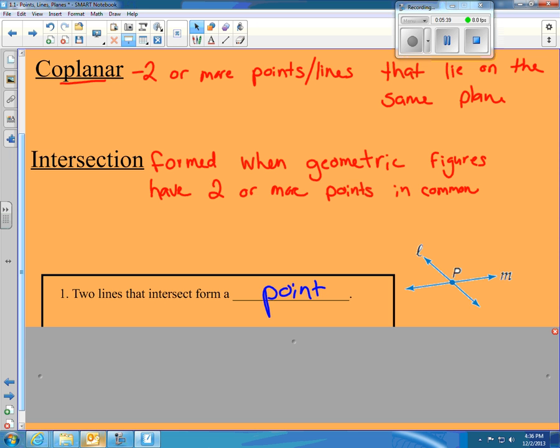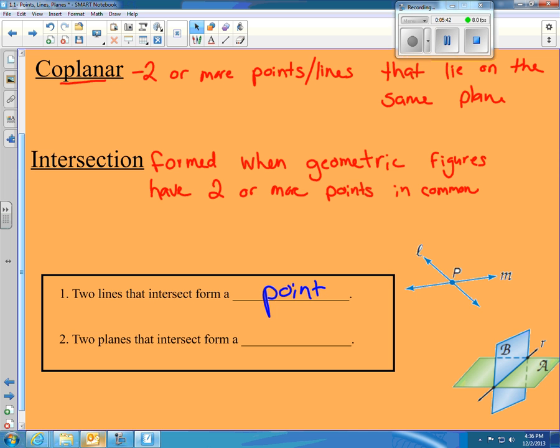We also could have two planes that intersect. And if you look at the two planes intersecting, you actually see here that they're going to come together at that line. They're going to form a line. Keep that in mind. There's going to be a problem later that I'm going to ask you to do that's going to have a drawing just like this one.